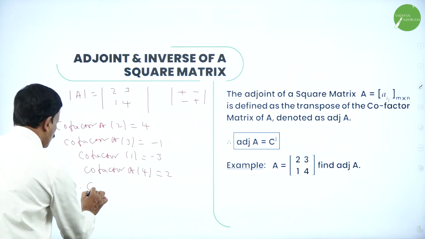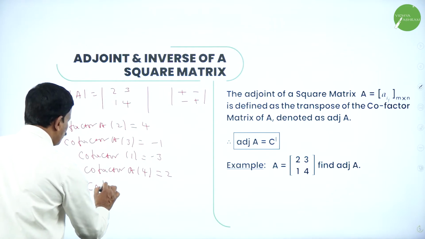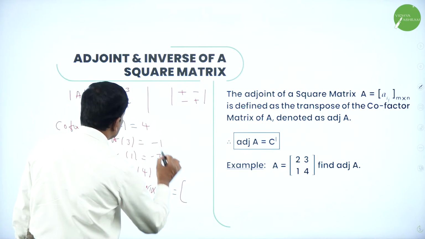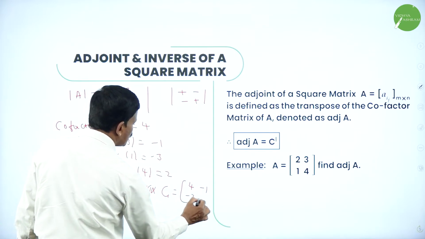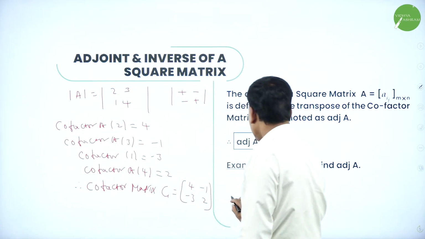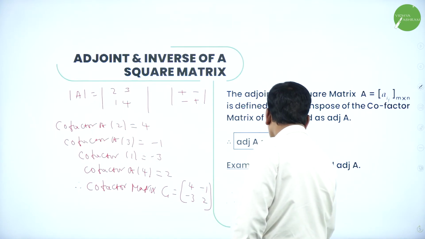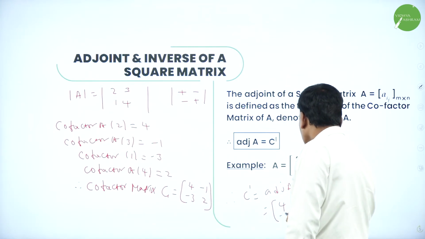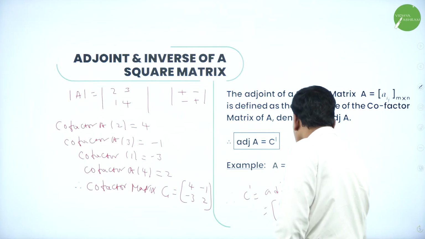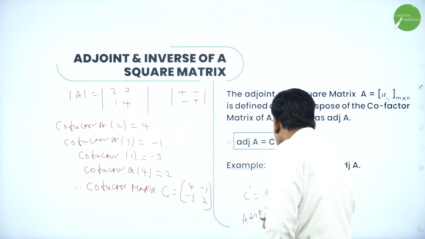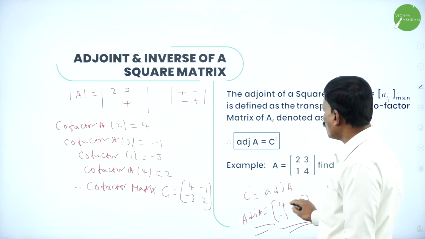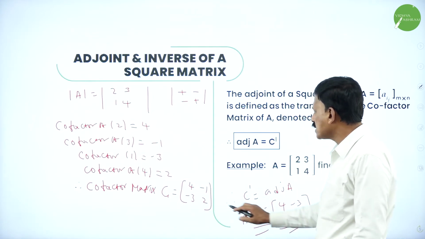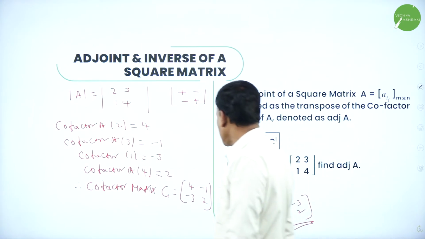So therefore, the cofactor matrix C has the elements 4, minus 1, minus 3 and 2. The transpose of this, C dash, is equal to the adjoint of A. So what is the transpose? Just interchange: the adjoint of A is equal to 4, minus 3, minus 1, 2. Interchanging the rows to columns, the first row becomes the first column, 4, minus 1, and the second row becomes the second column, minus 3 and 2.